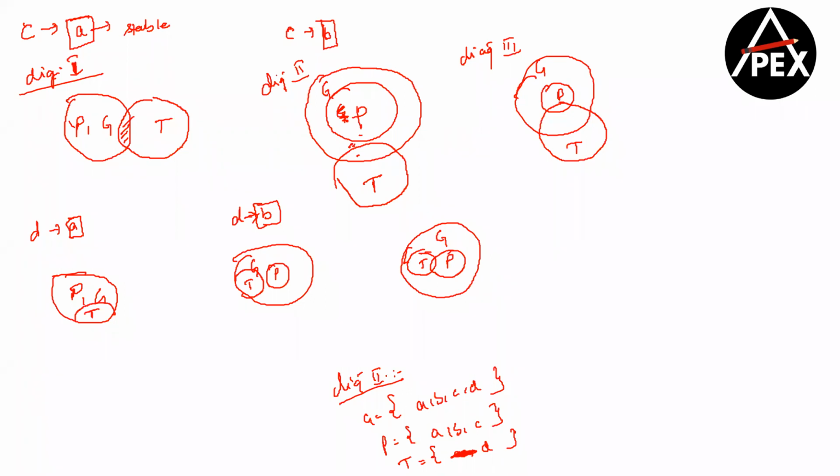But if I'm taking the diagram 3 case, then it's like D and A. Now A is in P, so it can also intersect P, right?